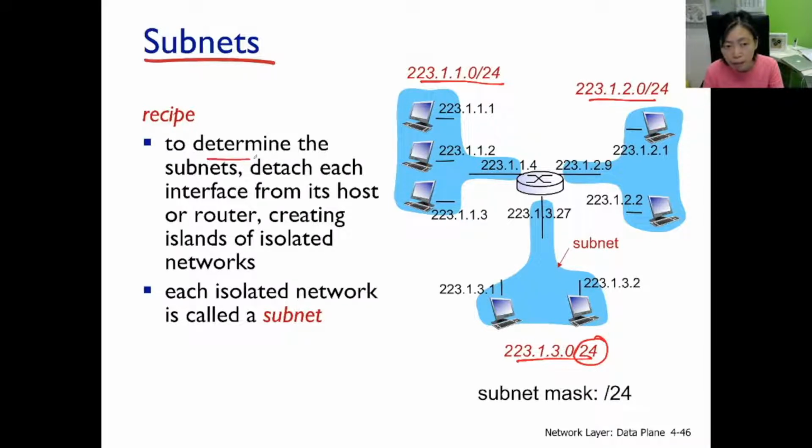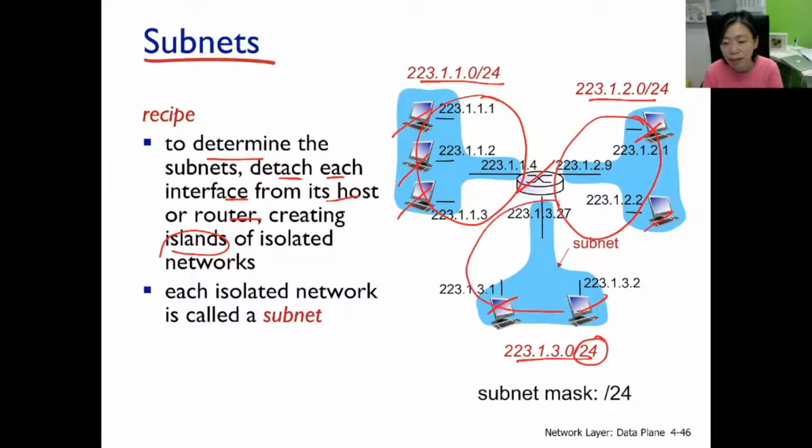To determine the number of subnets you have, you need to detach each interface from its host or router. As a result, it's going to create an island of these isolated networks. So let's detach host, host, host, router, host, host, host, host. We get one island of these network interface cards, another island, and another island. So each isolated island is a subnet.